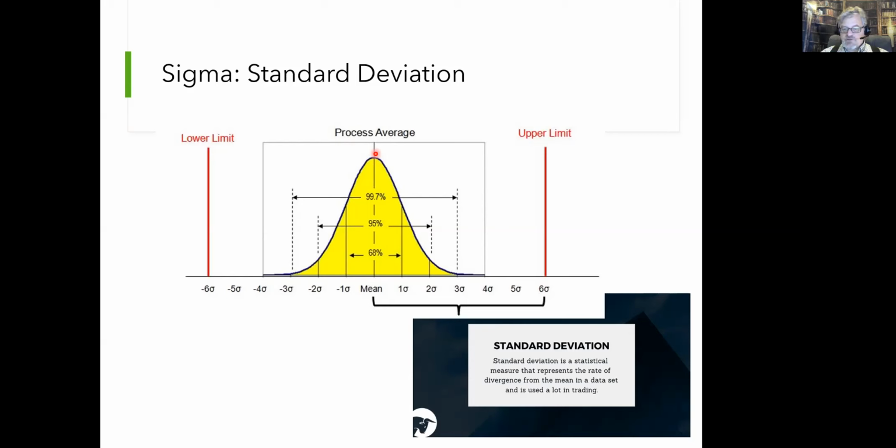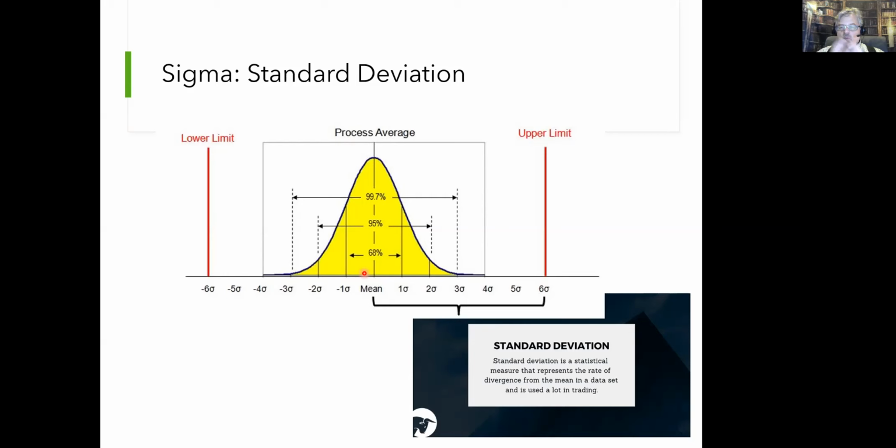I've given you the definition of standard deviation: a statistical measure that represents the rate of divergence from the mean in a data set. Okay, it's the rate of divergence from the mean, from the average, approximately. We're going to use mean and average as the same thing, even though in statistics they aren't quite the same thing. We're not going to get into that. It's the rate of deviation from the mean. You know, how much variation there is.